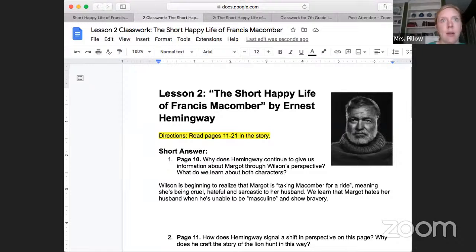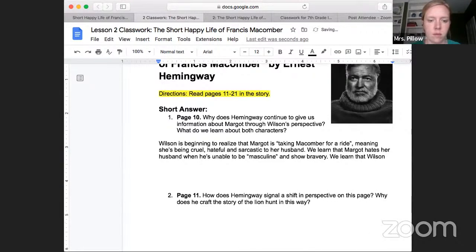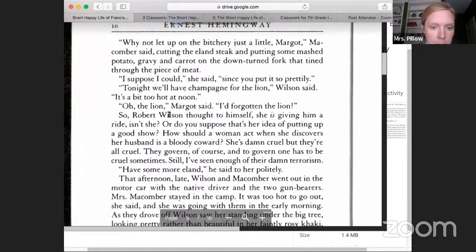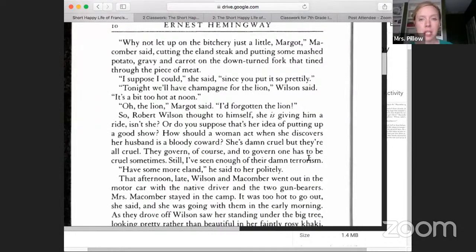He thinks a lot about women. Wilson is like, knows a lot about that. Yeah. Okay, I'm gonna add, he thinks about them a lot. For sure, I agree with that. Nice answer. He says, still, I've seen enough of their damn terrorism. He thinks women are terrorists in the way that they talk to men, basically.